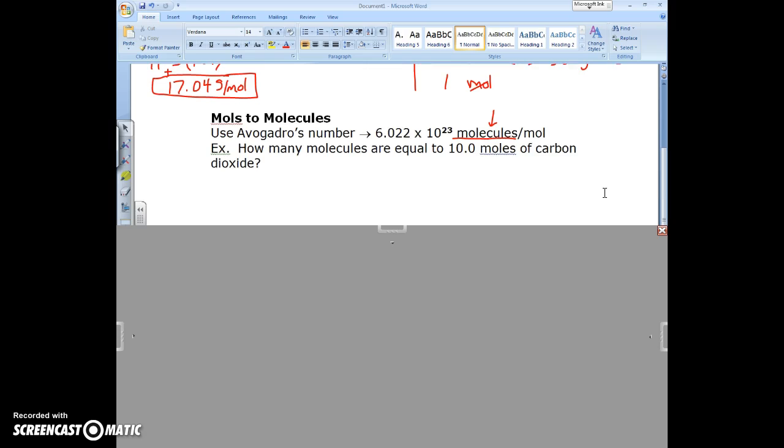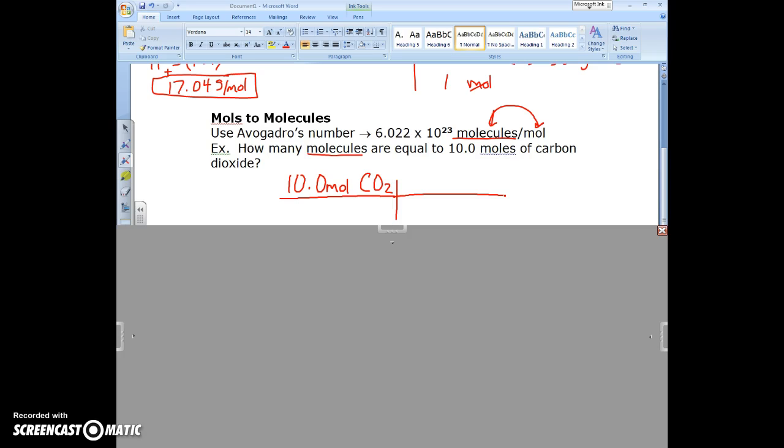So, let's try this problem right here. How many molecules are equal to 10 moles of carbon dioxide? I see the word molecule, so I'm going to have to use Avogadro's number. And it goes from molecules to moles and moles to molecules. So I start with the number given in the problem, 10 moles of carbon dioxide. I can write that formula there. Now, I need to go to molecules. I'm going to have to use Avogadro's number. Can I use it now?